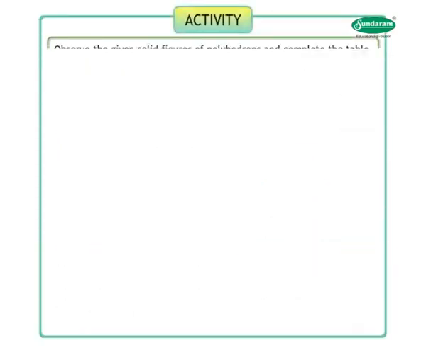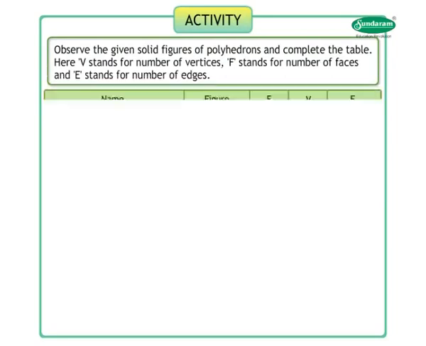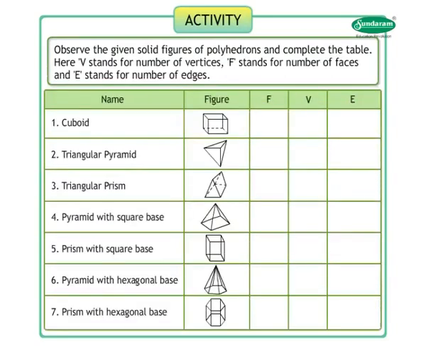Activity. Observe the given solid figures of polyhedrons and complete the table. Here, V stands for number of vertices, F stands for number of faces, and E stands for number of edges. Number 1. In cuboid, it has 6 faces, 8 vertices, and 12 edges. Number 2. In triangular pyramid, it has 3 faces, 4 vertices, and 6 edges.